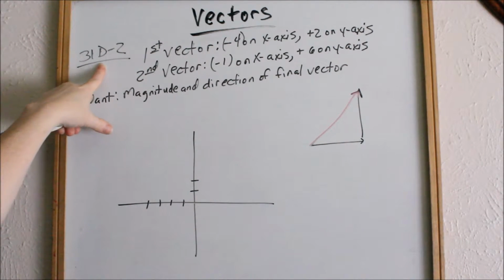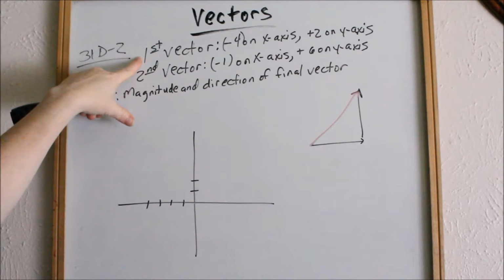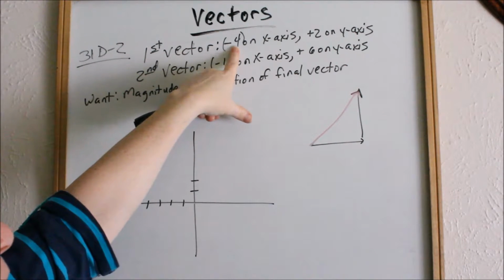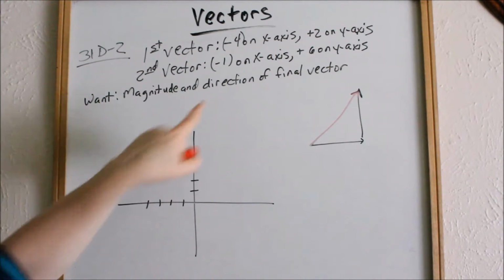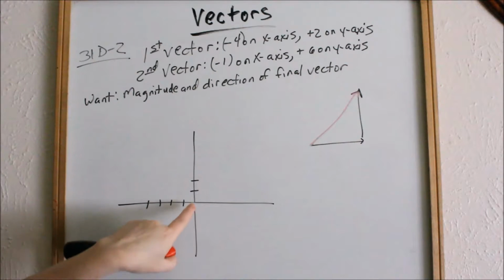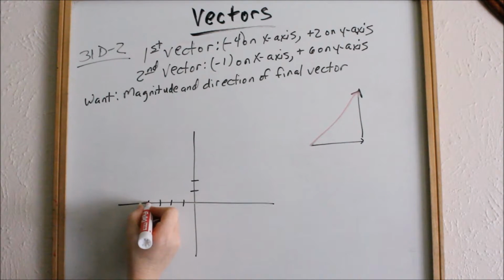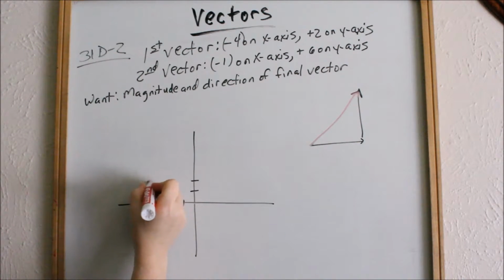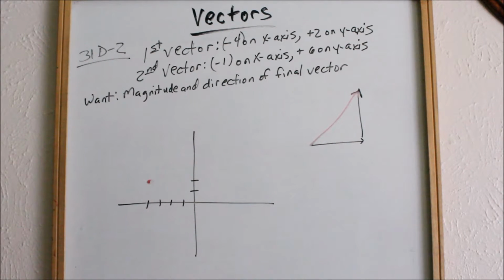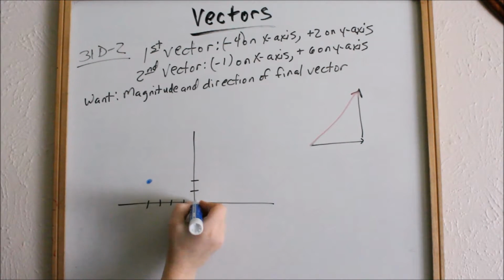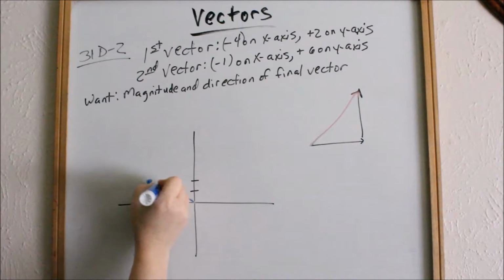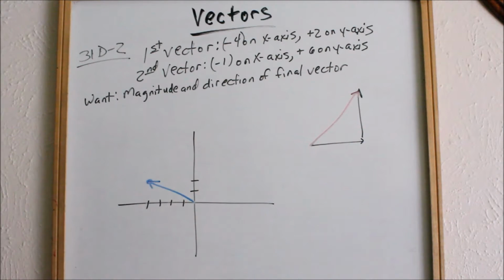So we're on 31D, number 2. It says the first vector is -4 on the x-axis and +2 on the y-axis. Again, I recommend you draw a picture. If I start at the origin and go over -4, that puts me here. And then if you go up +2, that puts me at a point right there. So that is my first vector.